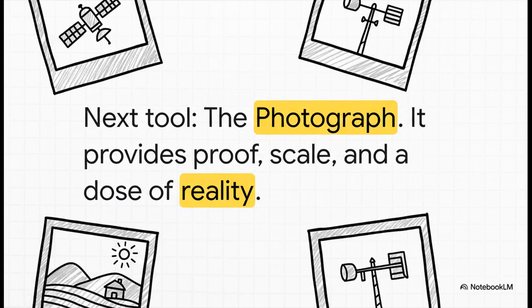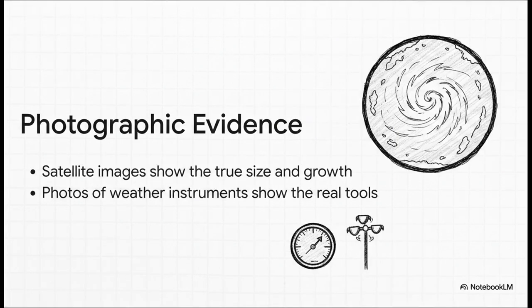Okay, next up in our toolkit, the photograph. So if a diagram shows you how it works, a photograph shows you what it is. It's the reality check. It provides proof, it gives you a sense of scale, and it hits you with a powerful dose of what's real. So, for our hurricane, we're talking about those absolutely mind-blowing satellite images that just capture the sheer size of the storm from space. But it also means seeing pictures of the actual tools, the barometers, the anemometers, that scientists are using on the ground to measure its power. It connects the abstract idea to the real, tangible world.